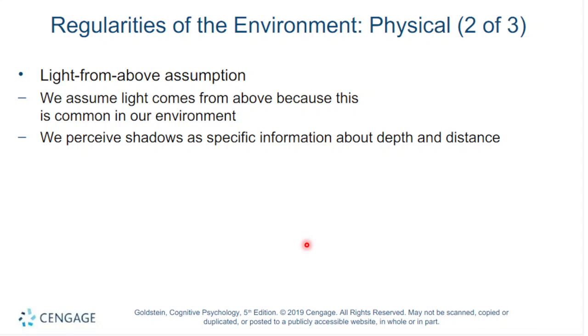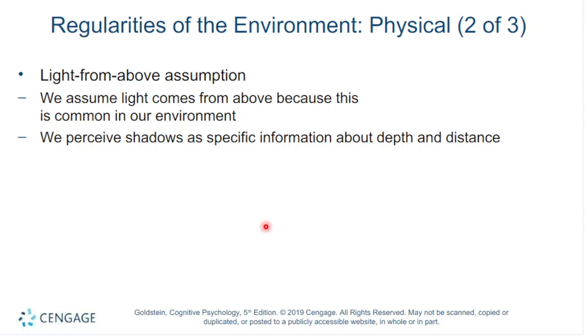We also have this light from above assumption, wherein we assume light comes from above because it is common in our environment. Which is true. Kasi asan ba yung sun? Di ba nasa taas siya? So, in terms of our orientation, we already know, or we innately know, that the light comes from above. So, therefore, kung anong matamaan niya, 'di ba?